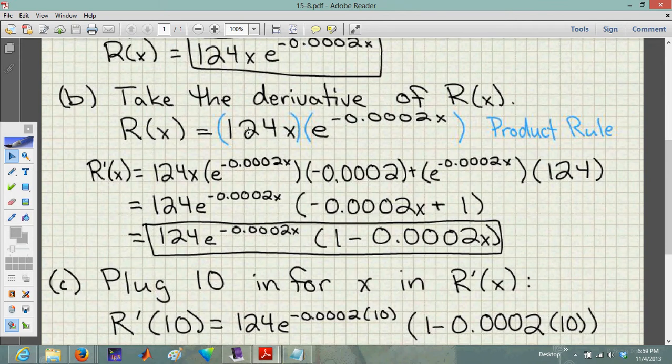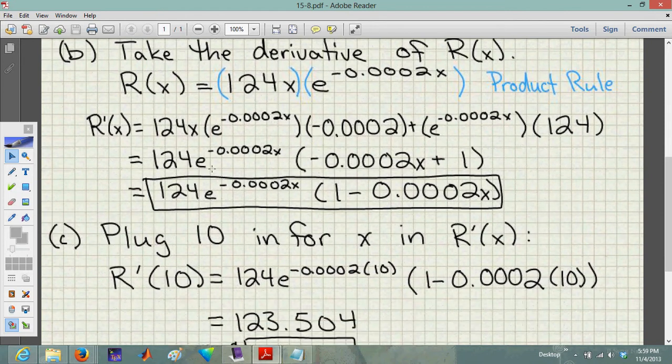And to do that, I just do the first times the derivative of the second, and that's the derivative here. I just copied this down exactly and then took the derivative of the exponent. That's how we do the exponent of e when it's raised to a function, plus the second function, so that's this here, times the derivative of the first, which is just 124. And we can simplify that.